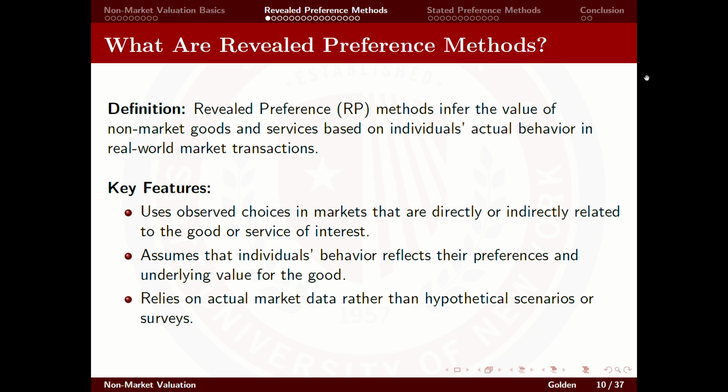We're going to continue with non-market valuation with a look at revealed preference methods. Revealed preference methods infer the value of non-market goods based on individuals' actual behavior in real-world market transactions. A good example of a revealed preference method is Zillow.